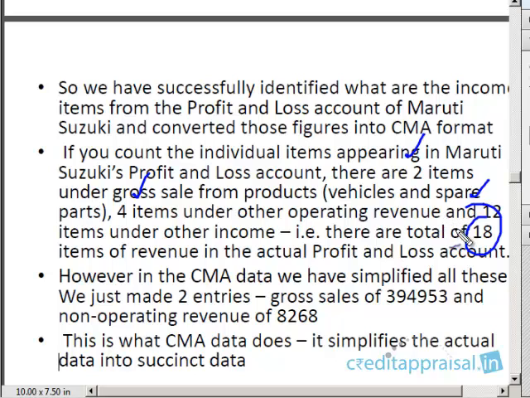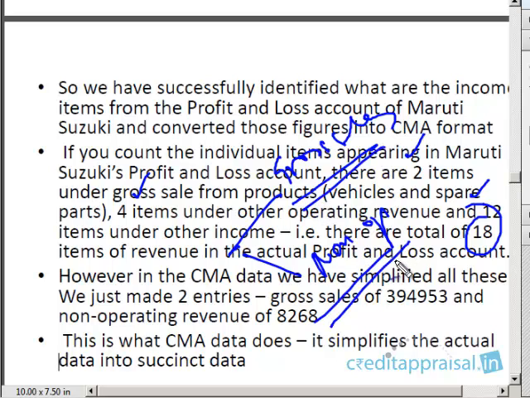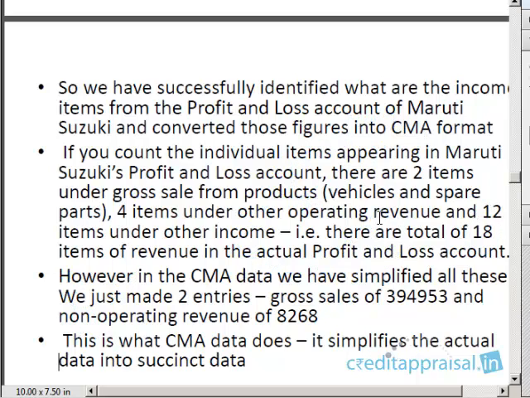But what we are doing is putting all this directly into 2 heads. One is the gross sales, and the other is the non-operating income. So we're providing only two heads for these 18 items. We have already achieved a condensation of 16 items. This is what CMA does. It simplifies the actual data into succinct data. This simplified, condensed format is more useful for bankers for their analysis. That's what we're going to do as we go forward.